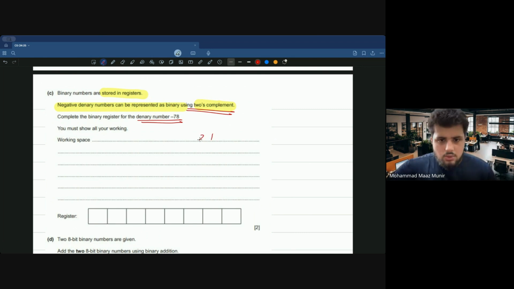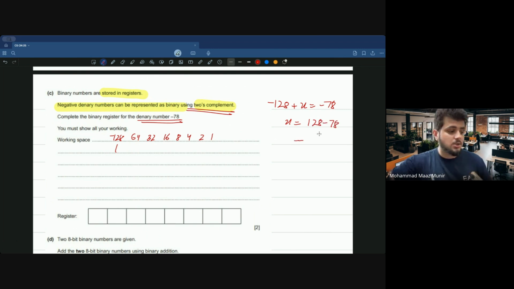So we have 1, 2, 4, 8, 16, 32, 64, and what? -128. So you'll be putting a -128 up here, and now -128 plus x is basically -78. So x is equal to 128 minus 78. What's the answer going to be? It will be 50. So we need to plot what? We need to plot a 50.